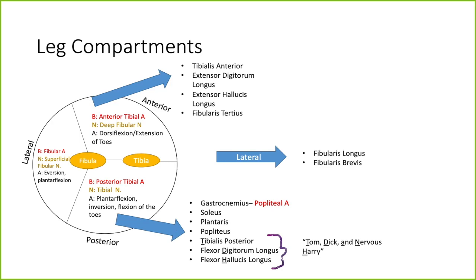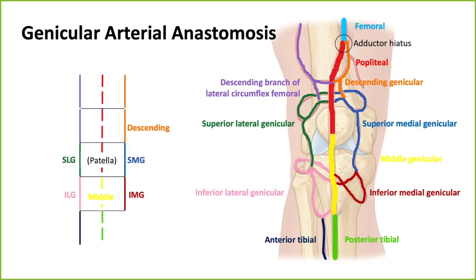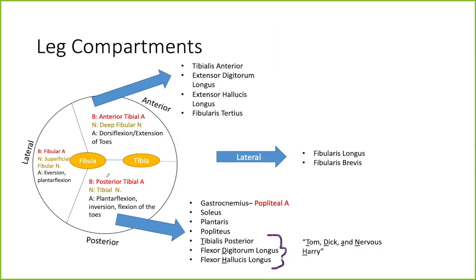And remember that was coming in this picture. Here's posterior tibial. It was coming down from popliteal to our middle genicular. Down now we're at popliteal, or posterior tibial, sorry. So our posterior tibial artery is going to be, of course, on the back.